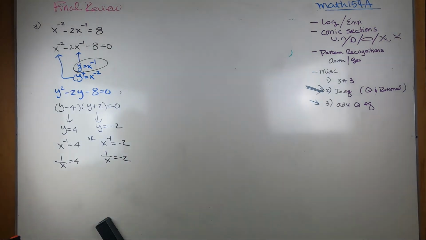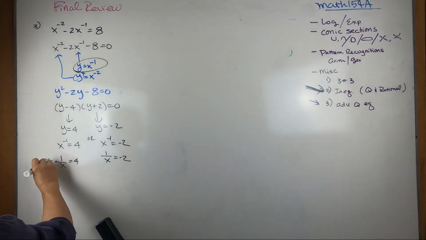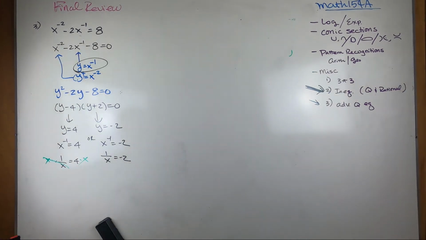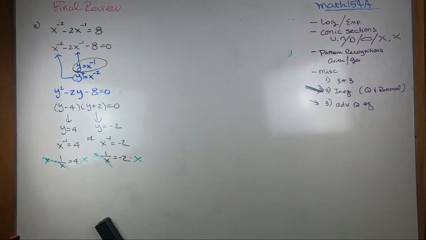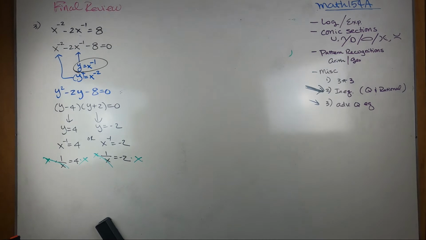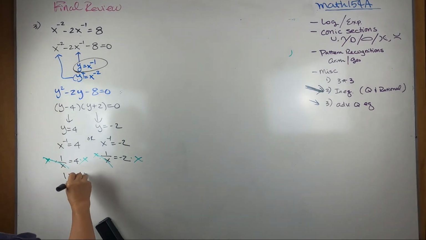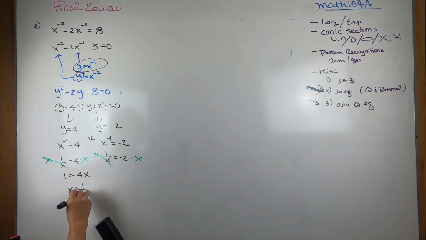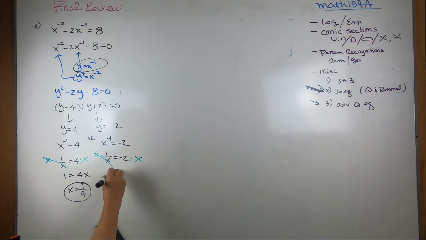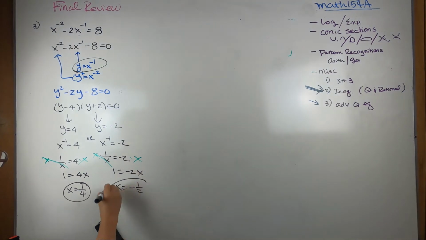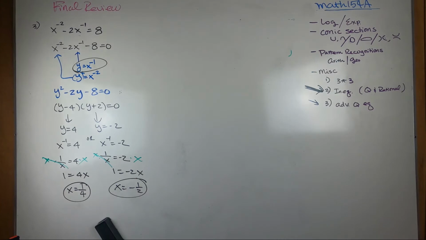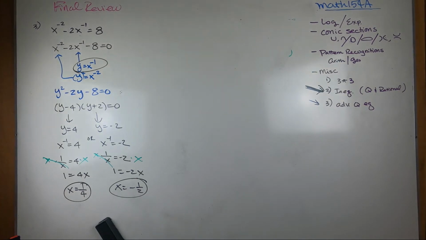Then how do we find our x? Times x times x. Right? So here is what? 1 equals 4x. x is what? 1/4. Then here, 1 equals negative 2x. x is what? Negative 1/2. You just solve it. Remember this?